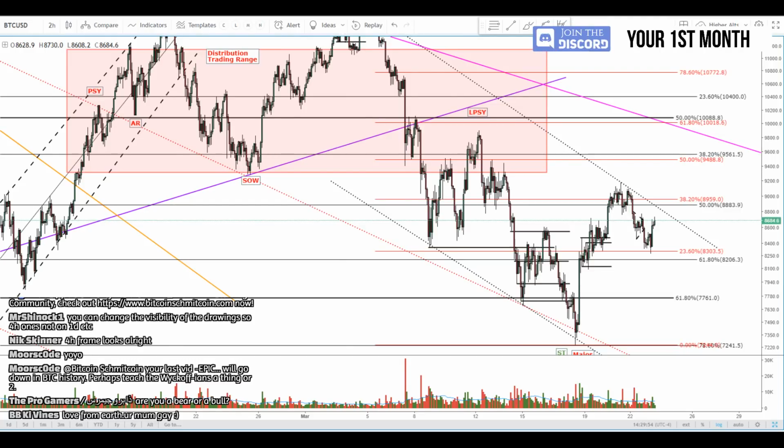You can change the visibility of the drawing so 4-hour ones do not show up on the 1 day. Yeah, I know. I honestly haven't zoomed out to the 1 day recently, so I just haven't filtered out a lot of my lower time frame drawings.